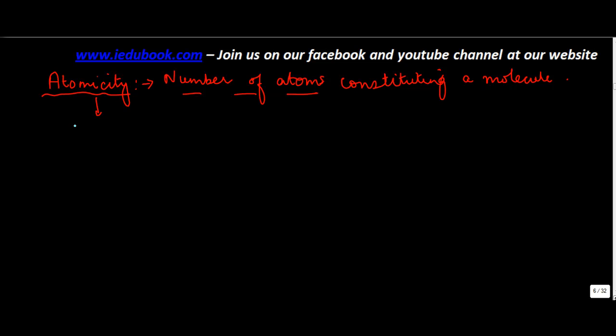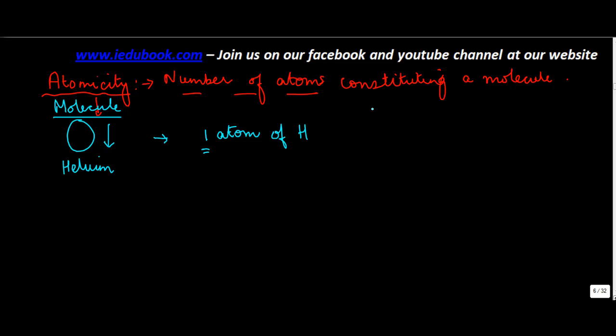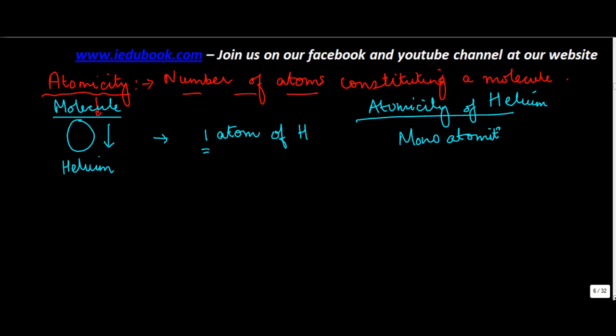In one of the previous videos, where you would have understood about the molecules of elements, we saw that the molecule of helium is formed only of one atom. So if it is formed only of one atom, we call the atomicity of helium monoatomic. We say helium is monoatomic. Why? Because it is formed only by one atom.